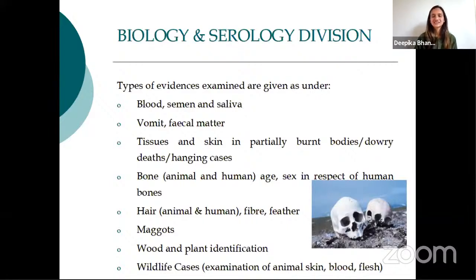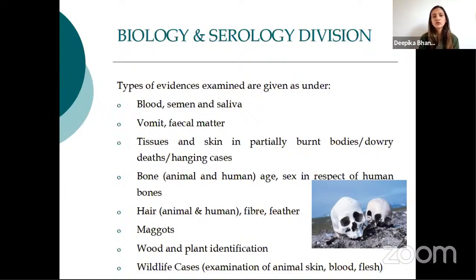Okay. So we have the biology and serology division, where blood, semen, saliva, vomit, fecal matter, tissues, and skin in partially burnt bodies come in, in cases of dowry deaths and hanging. Then bone, whether animal or human, and to find its age and gender in the case of human bones. In case of hair, whether it is animal hair or human hair; if it is fiber, whether it is natural or synthetic; if it is a feather, to which species or bird it belongs; then maggots, as I told you in entomology, are of big help.